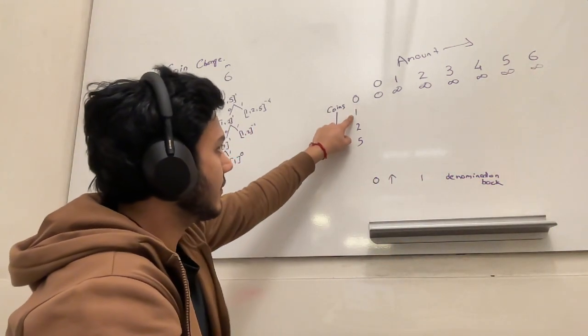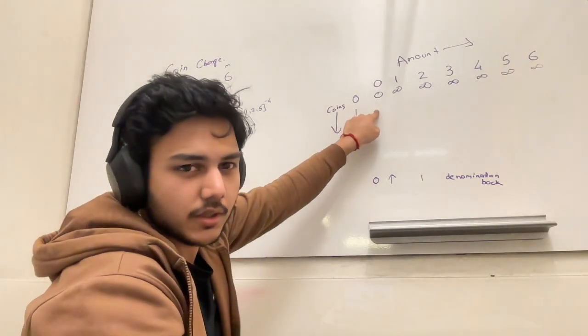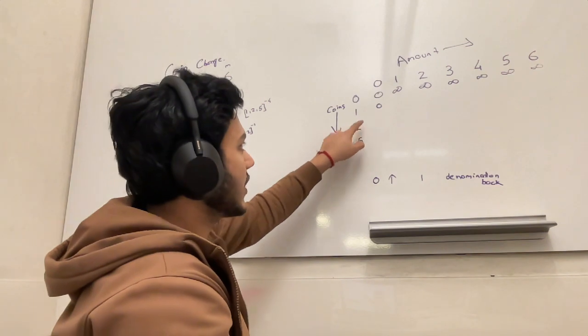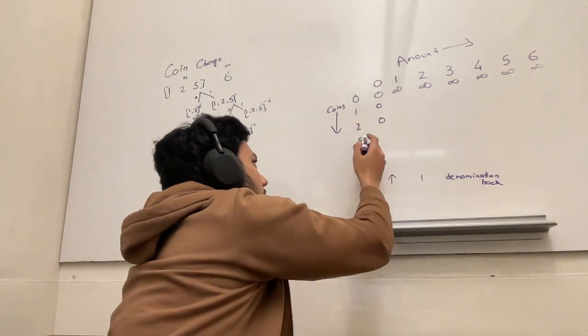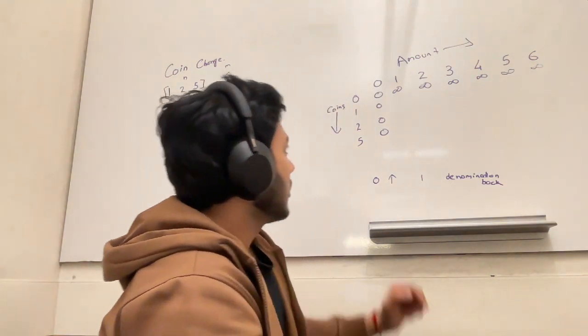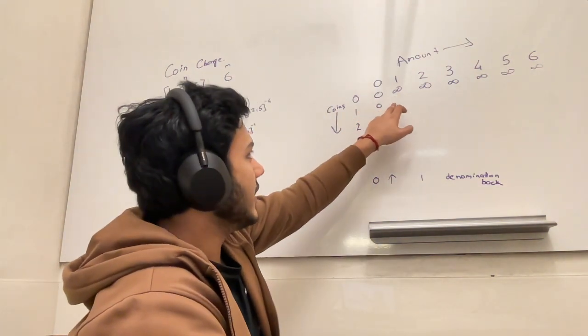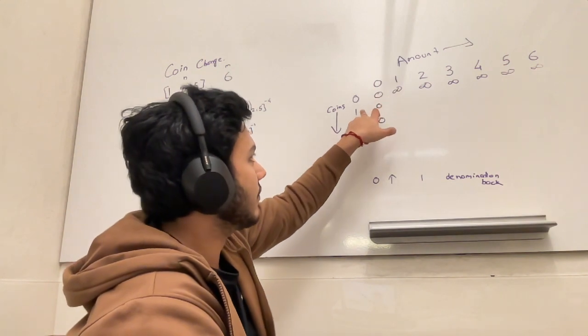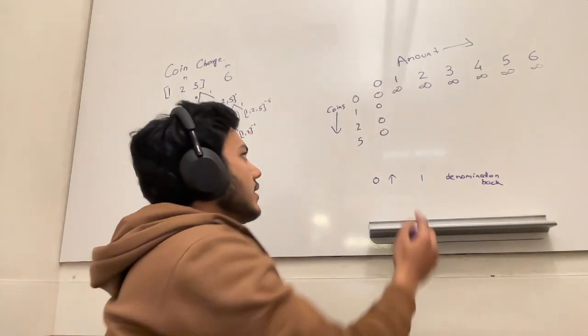With coins 1, can you make 0? No, you can't make 0. Similarly, with coins 2, can you make 0? No, you can't make 0. With coins 5, can you make 0? No, you can't make 0, right? Now, with coins 1, how many ways do you have to make 1 with 1? I mean, 1 coin and the amount 1. You just have one way.